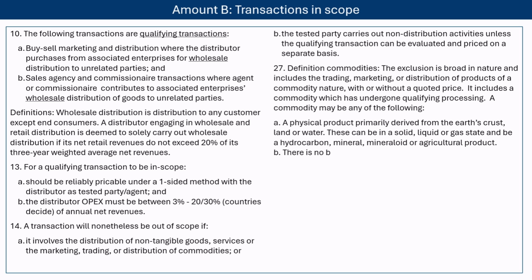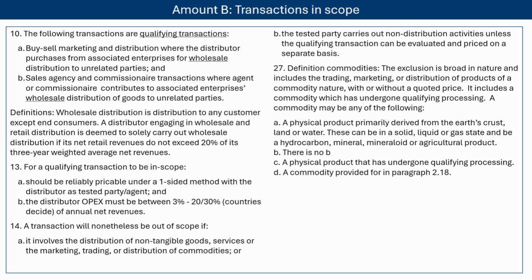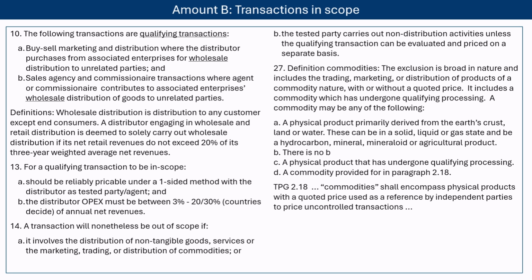There is no B, but the next letter is then C. A commodity is also a physical product that has undergone qualifying processing. So, again, if we take our carrots out of the ground and we put them in a can, we now distribute them under the simplified and streamlined approach? Yes or no? I am not sure. And then D, a commodity provided for in paragraph 218 of the guidelines, and 218 of the guidelines say commodity shall encompass physical products with a quoted price used as a reference by independent parties to price uncontrolled transactions.